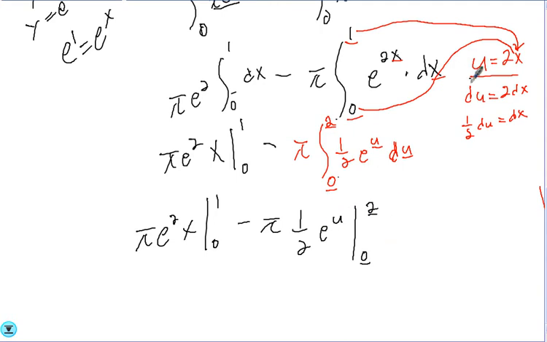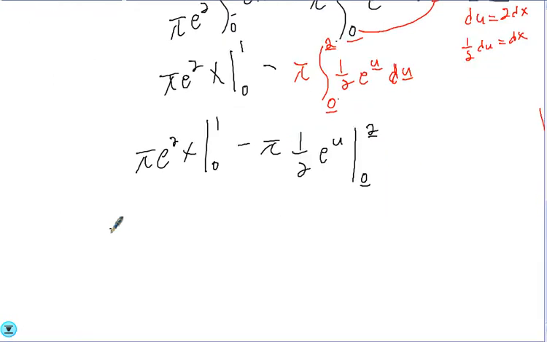So now I can just go ahead and write pi e squared times 1 minus 0, minus pi halves e to the 2 minus e to the 0.